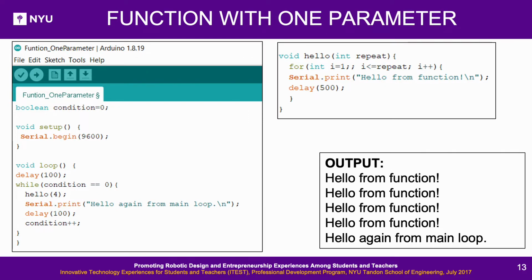The print statement in the main loop executes after the hello function call is executed. We can see in the output. Function with one parameter. A function call which passes one parameter to the user-defined function when being called. An example of this type is as shown. The hello function passes 4 from the main loop, making the hello function execute the for loop within it 4 times to print onto the monitor. The print statement in the main loop executes after the hello function call is executed. We can see in the output.